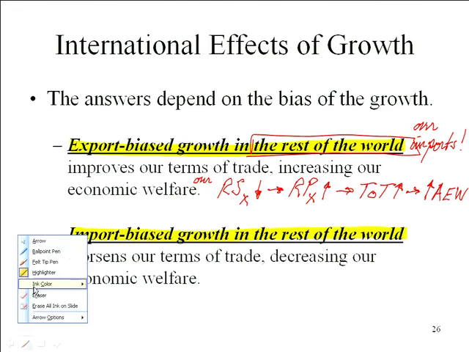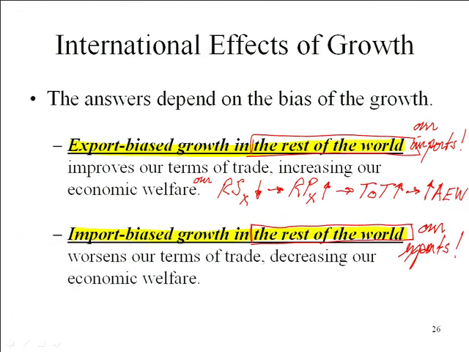Because import bias growth in the rest of the world means our exports. So the rest of the world is growing in terms of the good which we export. One way of thinking about that is we now have more competition in the rest of the world for whatever it is that we're exporting. The U.S., for example, has seen tremendous growth in our exports of commercial aircraft. Right? But if China starts to grow very rapidly by building a commercial aircraft industry, guess what? We probably won't sell as many airplanes to them.